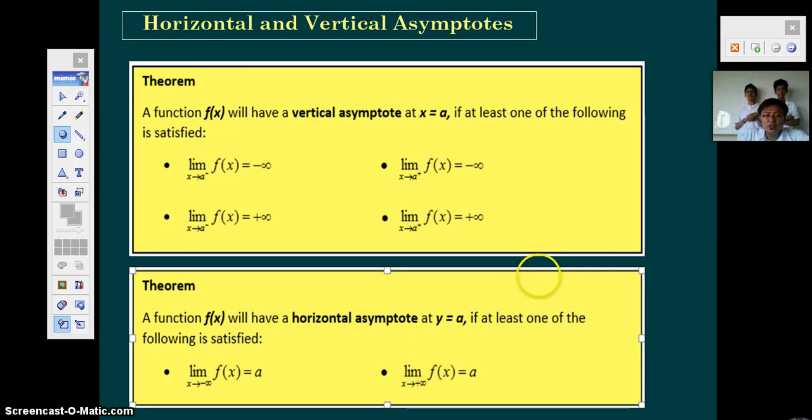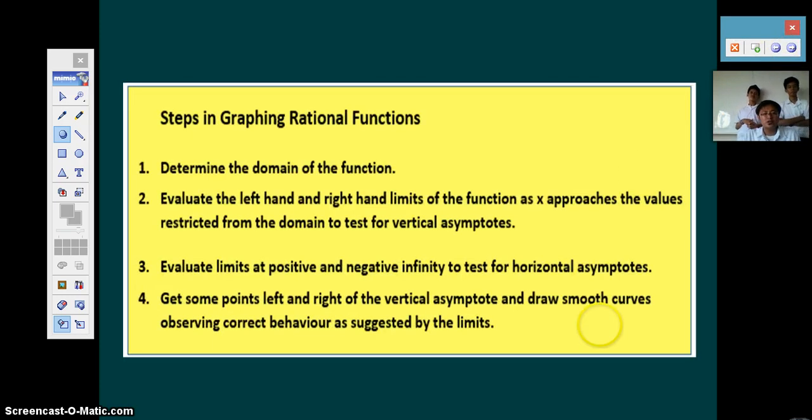Okay, so we will use these definitions of the asymptotes to graph, in particular, rational functions. So here are the basic steps. First, determine the domain of the function. We will base our left hand and right hand limits on values approaching the restrictions of the domain. That's step 2. Now, evaluate limits at positive and negative infinity to test for horizontal asymptotes. And number 4, of course, we need some points to graph our function. So just get some points and connect those points, observing correct behavior as suggested by the limits.